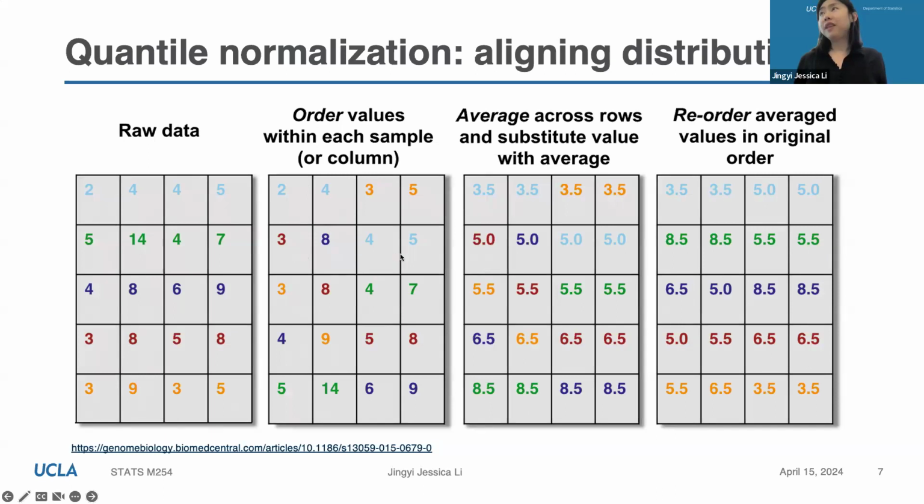5.0 is the average of these numbers. Then we will call these values the reference distribution values for the smallest, second smallest, third smallest, and the largest. Then what we do is we go back to the original order. So here the authors use colors to mark the order. But we replace the values by the average.